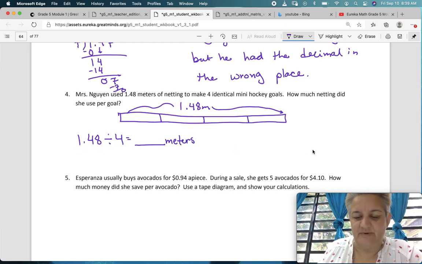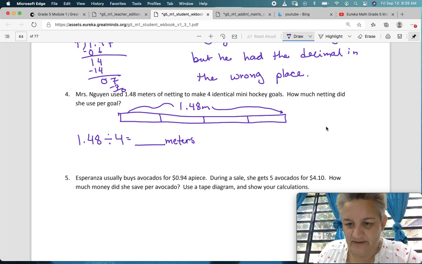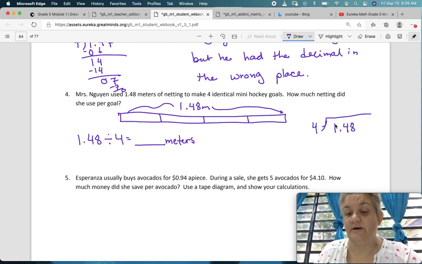Okay, but this is a division problem, so I'm going to use my standard algorithm. I'm going to make space over here. 1 and 48/100ths divided by 4. So does 4 go into the ones place? No. 0 times 4 is 0. So we're going to take that 1 and make it into tenths. Now we have 14/10. 4 goes into 14 3 times.